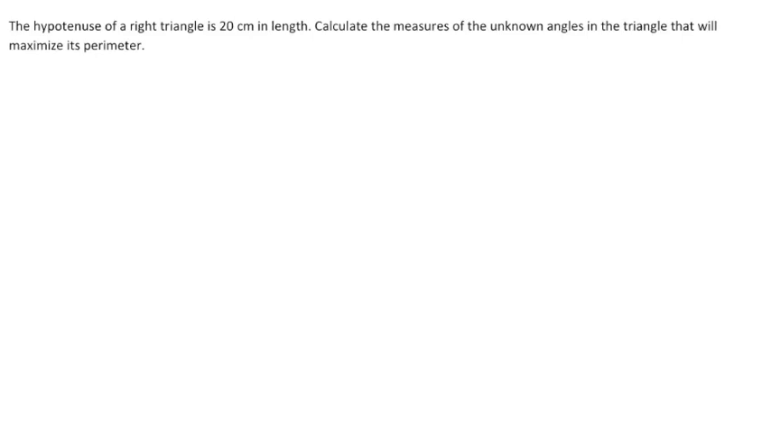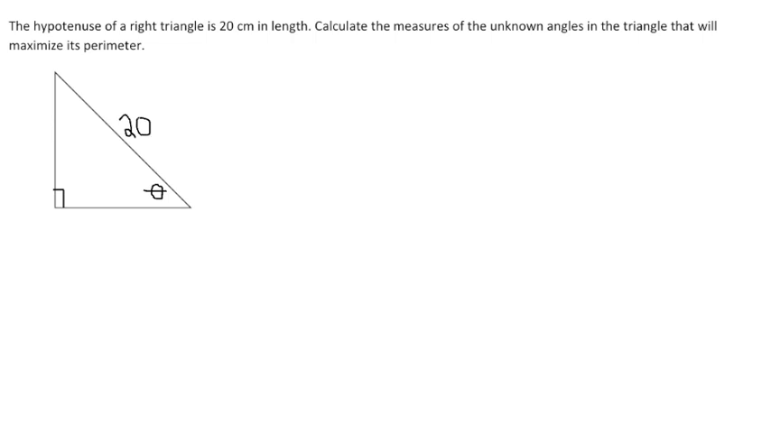Let's work through an application problem. The hypotenuse of a right-angled triangle is 20 centimeters in length, and we want to calculate the measures of the unknown angles in the triangle that will help maximize the perimeter. Let's start by drawing a picture of what's going on here. So we have this right-angled triangle, and we know its hypotenuse is 20 centimeters. And we want to know the unknown angles.